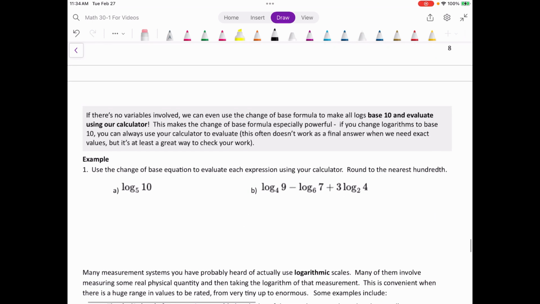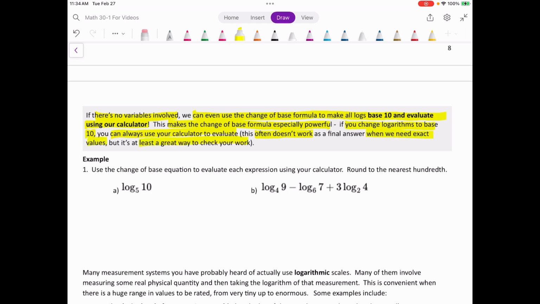And if there's no variables involved, if there's just numbers, we can even use the change of base formula to make all logs base 10, and then evaluate using our calculator, because our calculator can do log base 10, right? So this makes the change of base formula especially powerful. If you change logarithms to base 10, you can always use your calculator to evaluate. Now again, this often doesn't work as a final answer when we need exact values, but at least it's a great way to check your work.